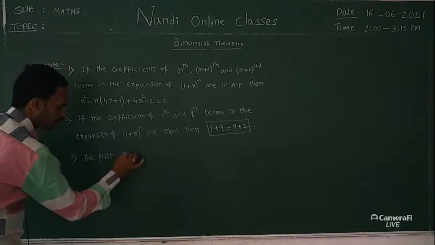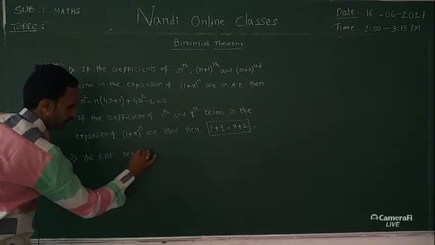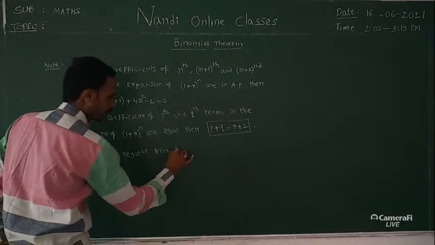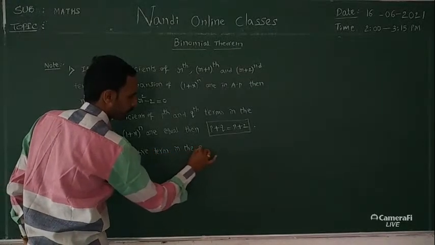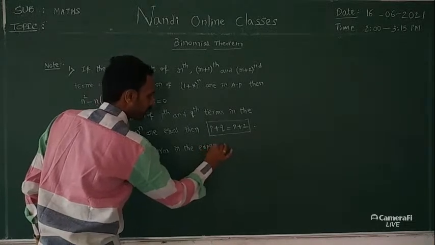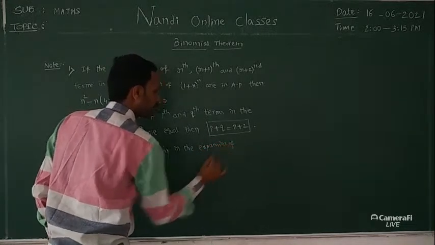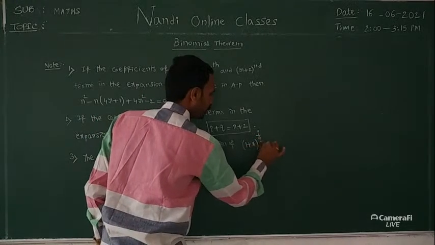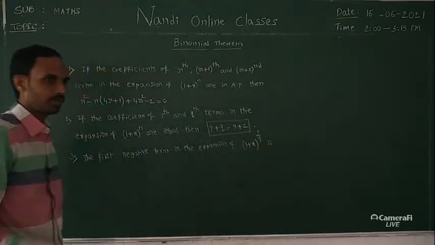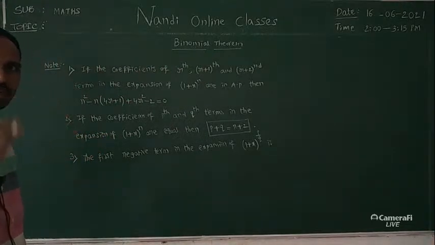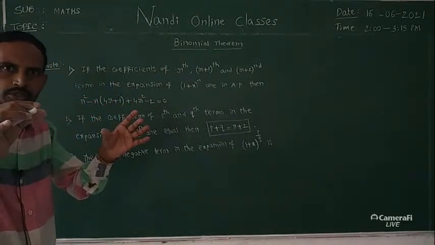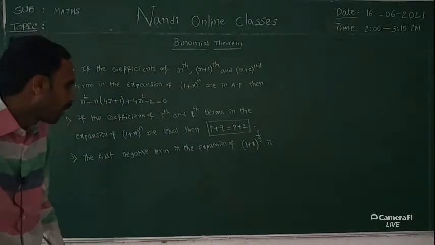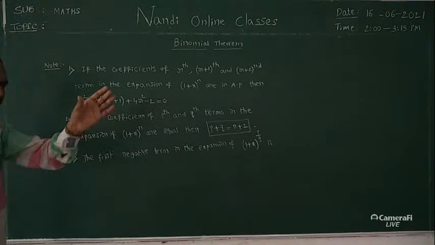negative term in the expansion of 1 plus x whole power p by q is there. If you expand, you will get an infinite number of terms. In that one, what is the first negative term? What is the first negative term?